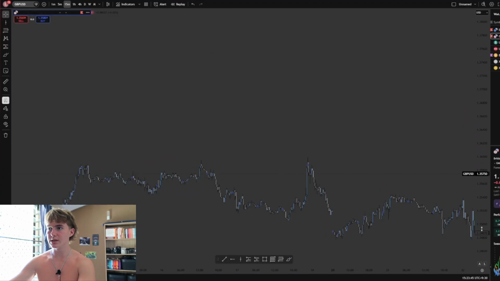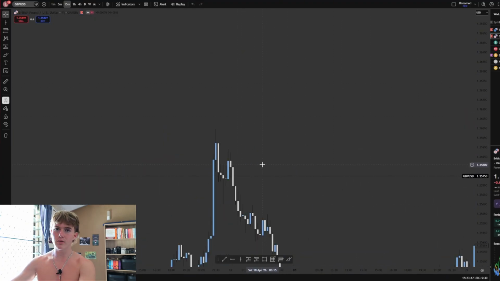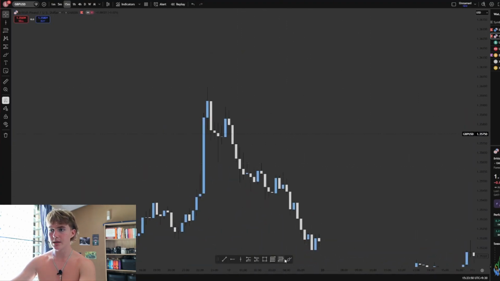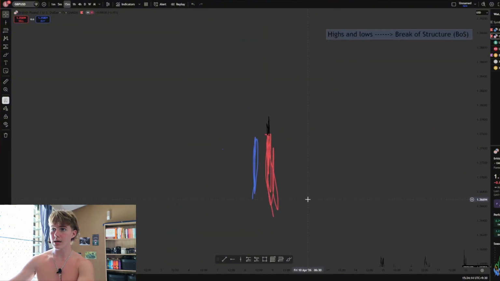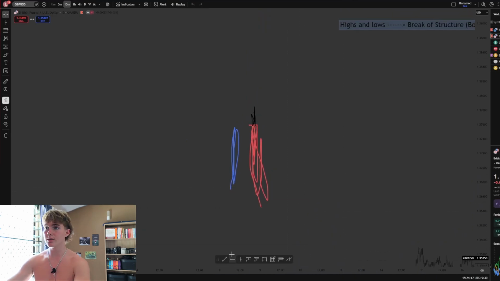A candle wick is where price did move, but in one candle, this is on the 15-minute time frame, it didn't close all the way up there. It went up there, but at the 15-minute close, it went all the way back down to here. You can learn that yourself, but this is what I classify as a high and a low.